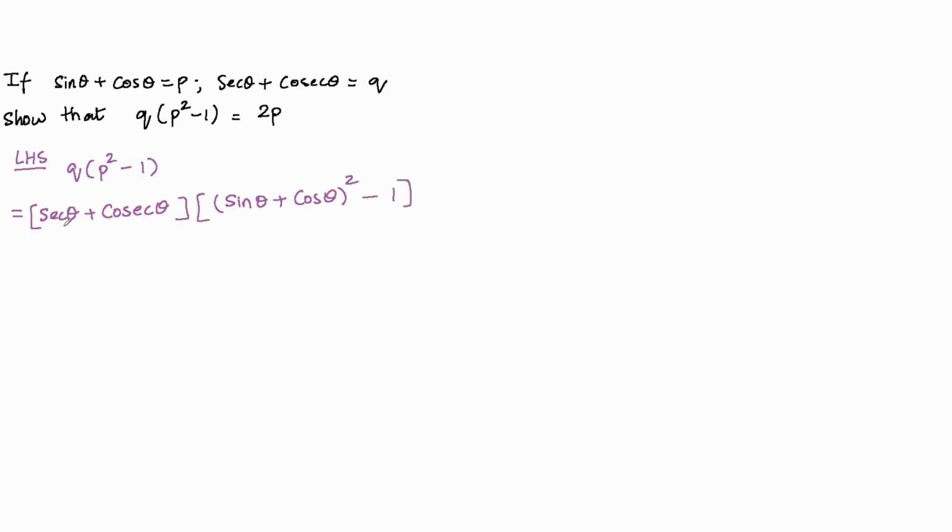Let me just show this. This is the value of Q. This is Q. And this is the value of P. So I have P square minus 1. So in the left hand side, I did substitute the value of P and Q. So now what I'm going to do is, I'm going to first open this bracket, which is A plus B the whole square. So we write this as sec theta plus cosec theta times, I have A plus B the whole square.